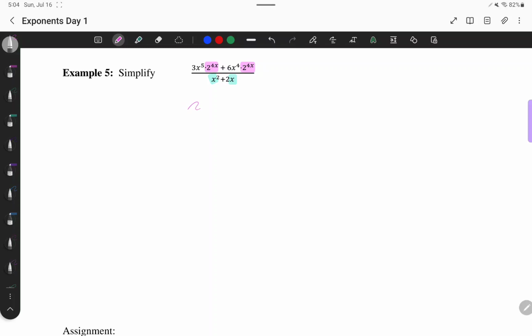So starting with the top, I can factor out 2 to the power of 4x. I'm also noticing there's a 3 and a 6, so I'll be able to factor with those as well, but I'm going to take this in a couple of steps. If I factor out 2 to the power of 4x, then in brackets I will have 3x to the power of 5 plus 6x to the power of 4. So I can definitely factor 3 out of that and also an x to the power of 4. I'll save that for the next step.